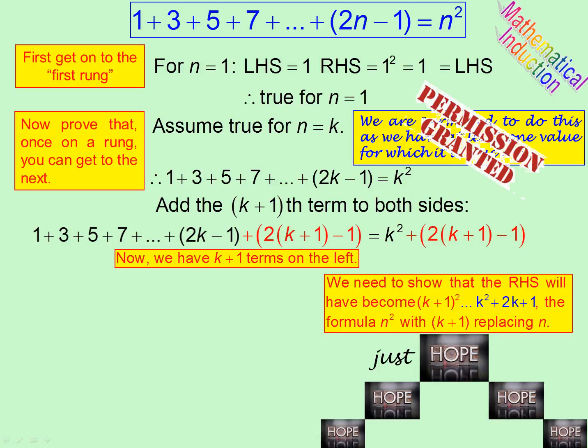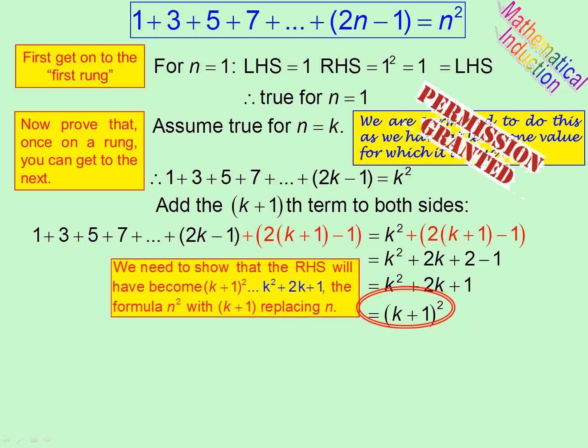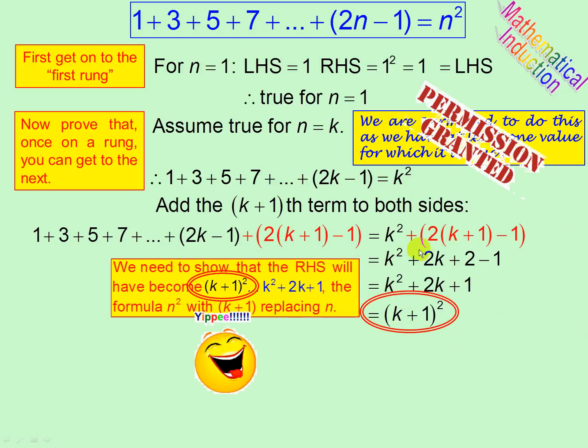We'll just hope so anyway. There we are. Oh, look, there we are. K plus 1 squared. That's exactly what we needed to show it equal to. Pretty straightforward, this one. So therefore it's proven that if you add the k plus 1th term, you're going to end up with the k plus 1 formula.